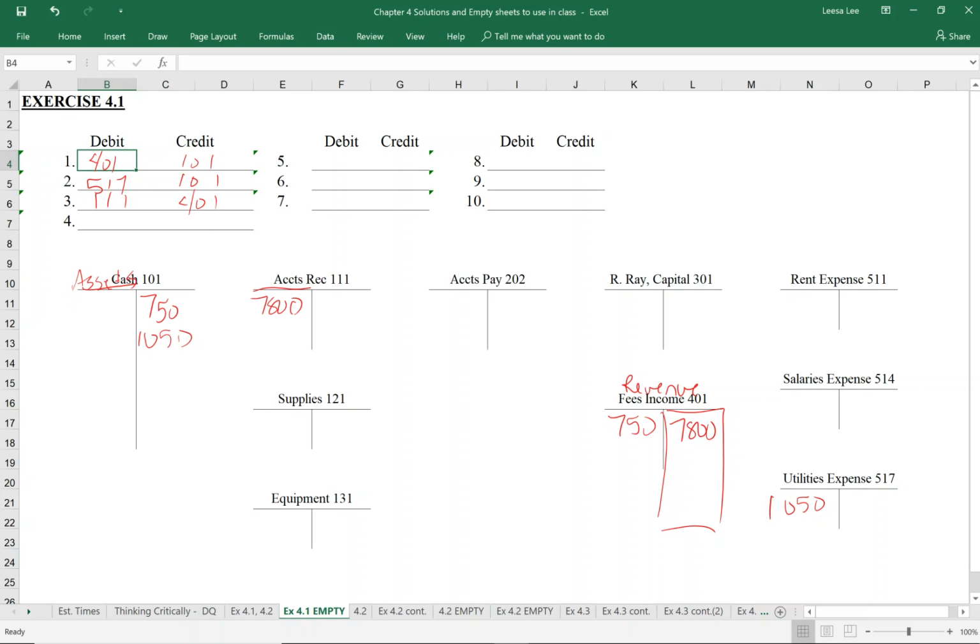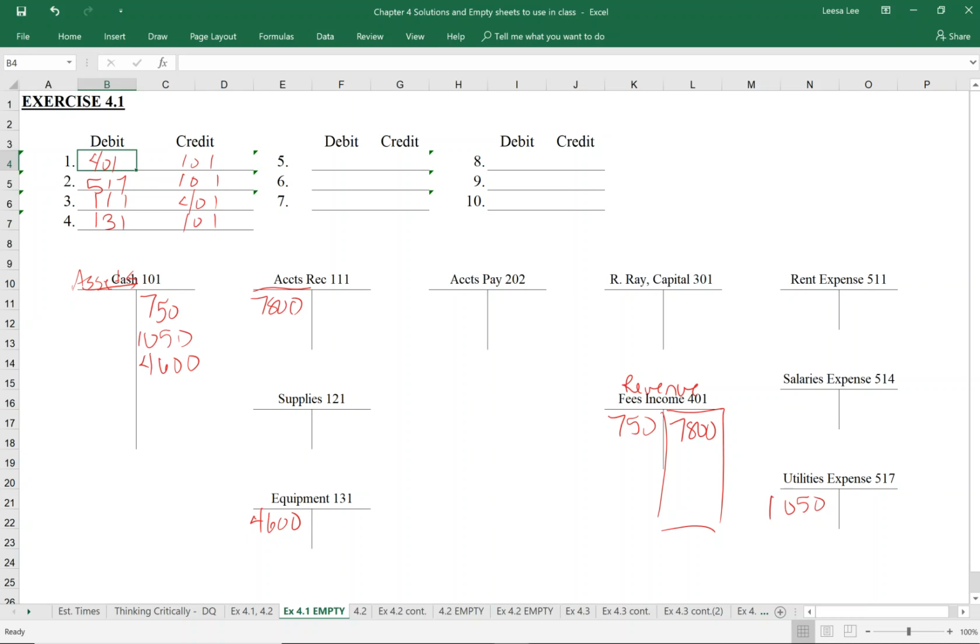Okay, and then number 4, purchased new equipment for $4,600 and paid for it immediately by check. All right, so we're gaining equipment for $4,600, and we paid with a check, so we're decreasing our cash by $4,600. So our debit is 131 and our credit is 101.